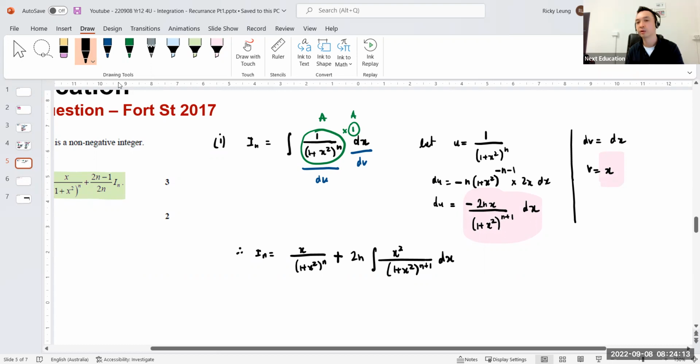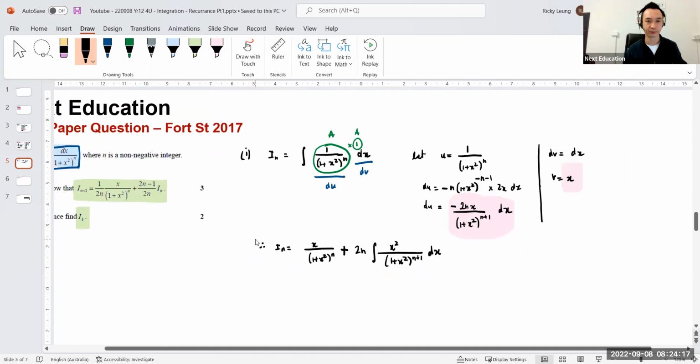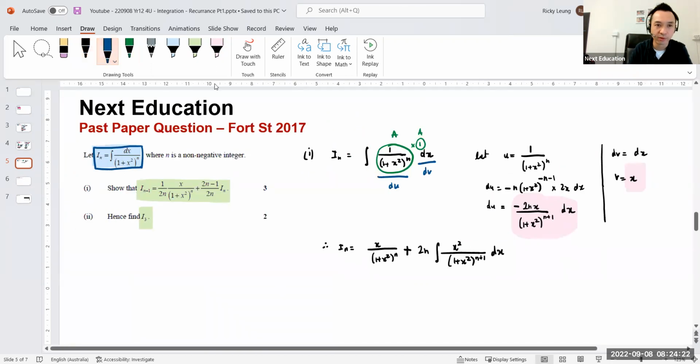Now, remember how I said to you, what do I have to do now? See that blue box on the original? I want this guy to look the same. It doesn't. That's got x squared there, that doesn't. In the previous question, the moment I did by parts, the recurrence was obvious, it was already there. In this case, it's not. So I need to work for it. How do I work for it?